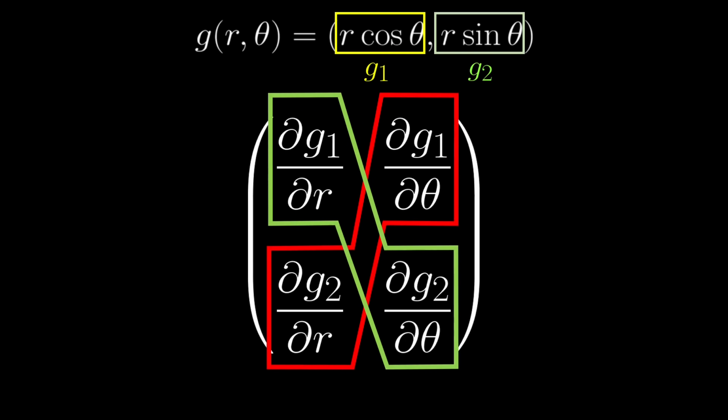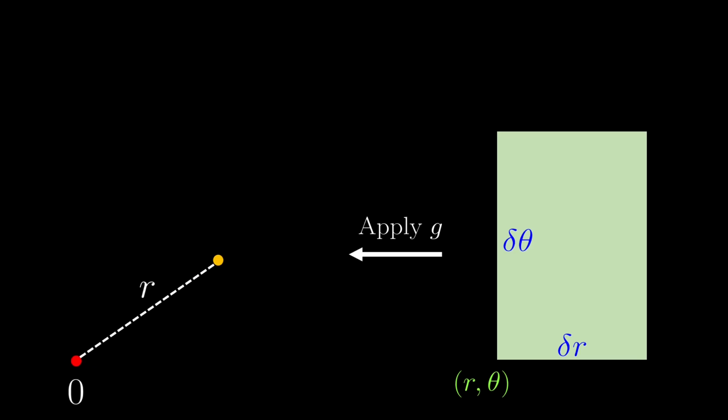It's a good exercise to do this yourself, but in this case, there is a much more direct way of finding the Jacobian determinant. Let's consider a very small rectangle with (r, theta) as one of its vertices, with width delta r and height delta theta. After applying the function g, first off, the point (r, theta) maps to the point r units away from the origin and at an angle theta from the horizontal.